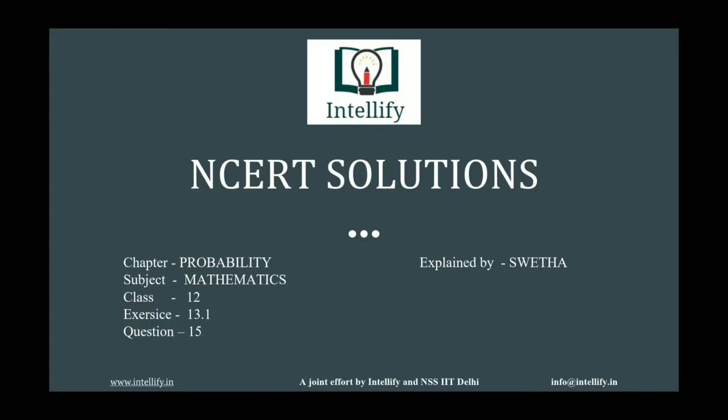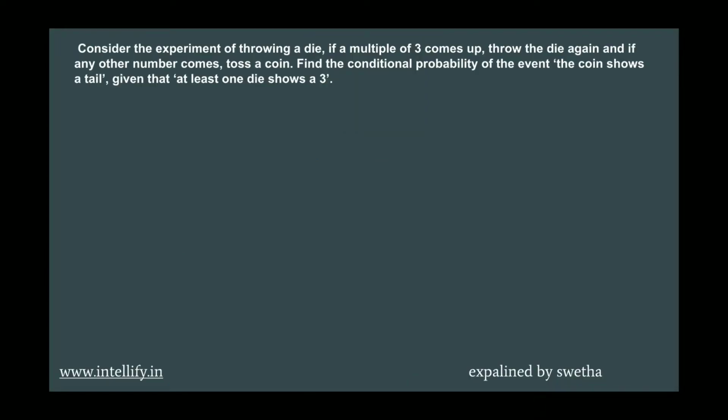In this lecture, we are going to learn about probability of class 12 exercise 13.1 question number 15. Consider the experiment of throwing a die. If a multiple of 3 comes up, throw the die again, and if any other number comes, toss a coin. Find the conditional probability of the event that the coin shows a tail, given that at least one die shows a 3.